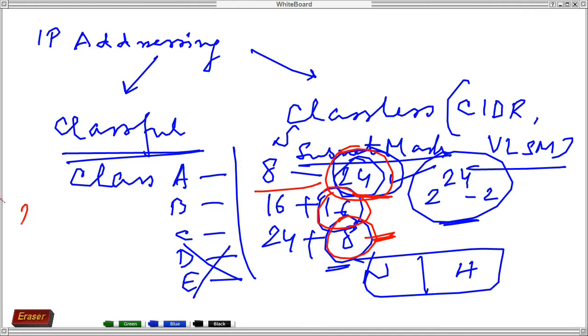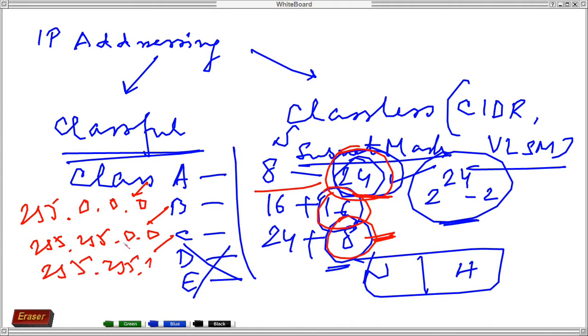So for class A it is 255.0.0.0. Class B it is 255.255.0.0, and class C it is 255.255.255.0. So how many bits are there in network? All bits in the network are set to 1, and the bits which are in host are set to 0. And that is how we calculate.